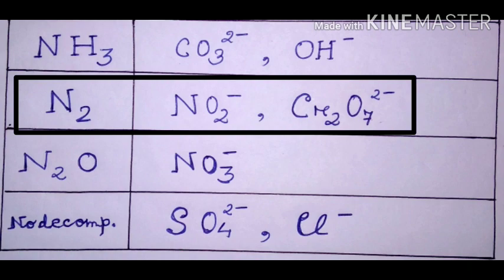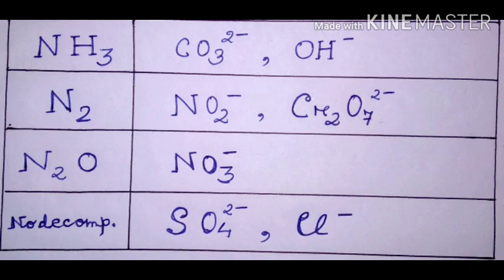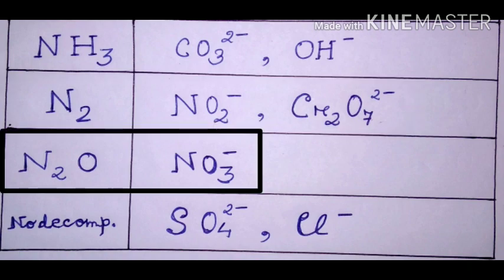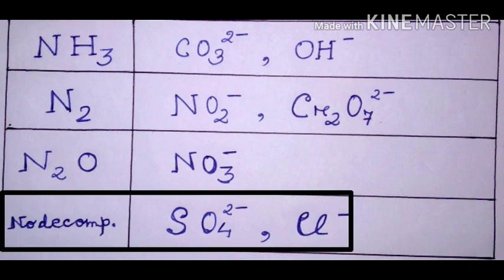Similarly, ammonium nitrite and ammonium dichromate decompose to give nitrogen gas along with water. And ammonium nitrate gives nitrous oxide along with water. Yet in the last row we can see that for ammonium sulfate and ammonium chloride there is no decomposition. As chloride is a monoatomic anion, ammonium chloride doesn't decompose further. So you can simply keep in mind that ammonium sulfate does not decompose.